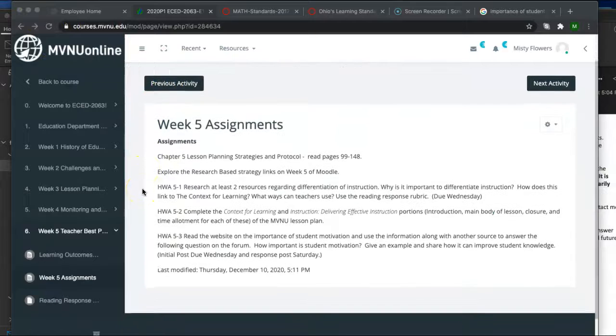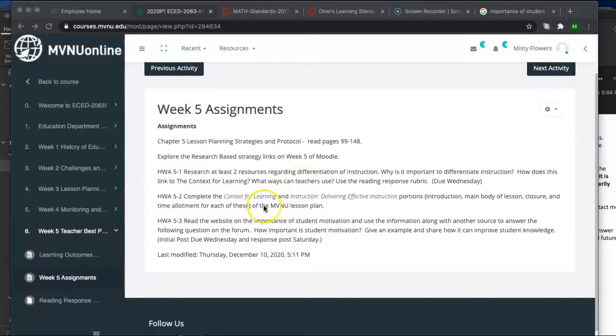Homework assignment 5.2, you're going to complete the context for learning and the instruction, delivering effective instruction portions of the lesson plan, which I'm going to talk about in just a moment. Homework 5.3, you are to read the website on the importance of student motivation and use the information along with another source to answer the following question. How important is student motivation? You need to give an example and share how it can improve student knowledge.